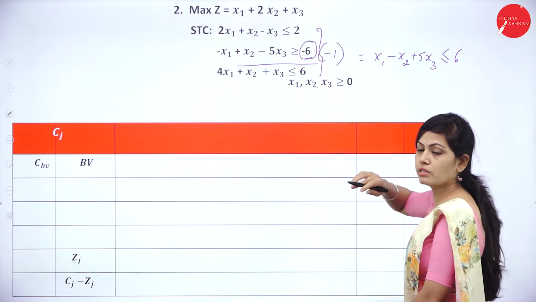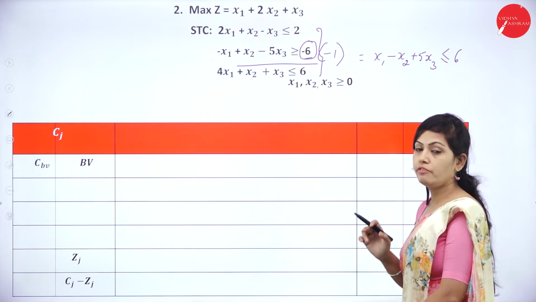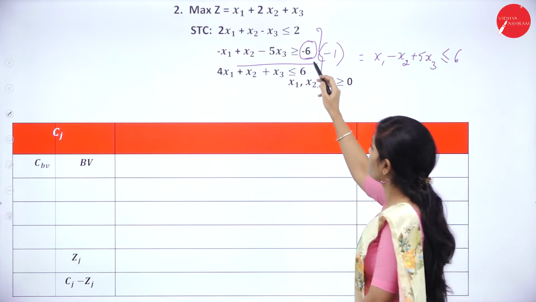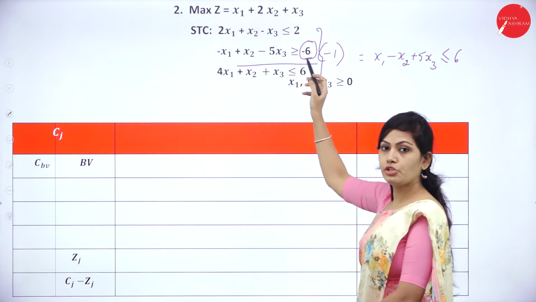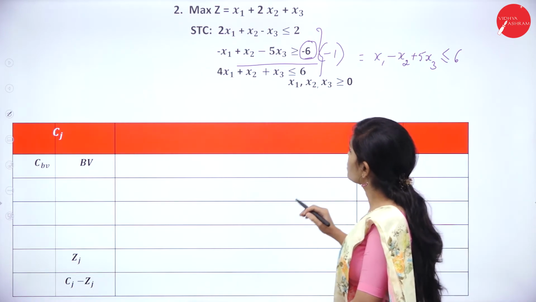So what is the condition? In the RHS the value should always be positive. Then we can convert the inequality into equality. So here we had a negative value, and we have converted it into a positive value by multiplying by minus 1. So now you can find the solution.